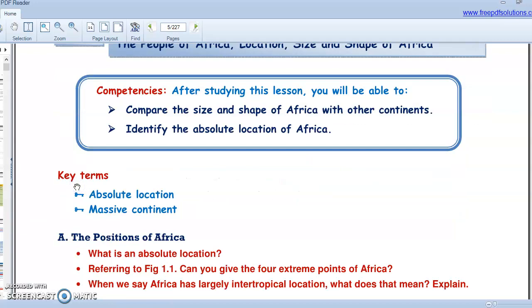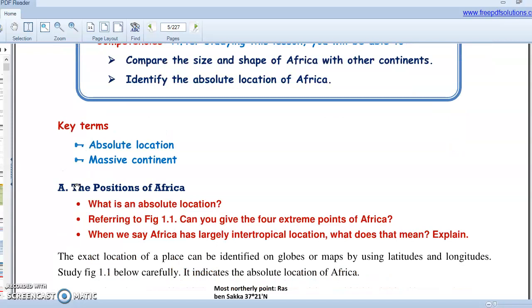The position of Africa. What is absolute location? Before we discuss what absolute location is, there's two types of location. There is absolute location and there is relative location. Relative location is the location of a place in reference to places around it. Absolute location is the exact location of a place that can be identified on globes or maps by using latitudes and longitudes. Latitudes are angular distances measured north and south of the equator. Longitudes are distances measured east and west of the prime meridian.